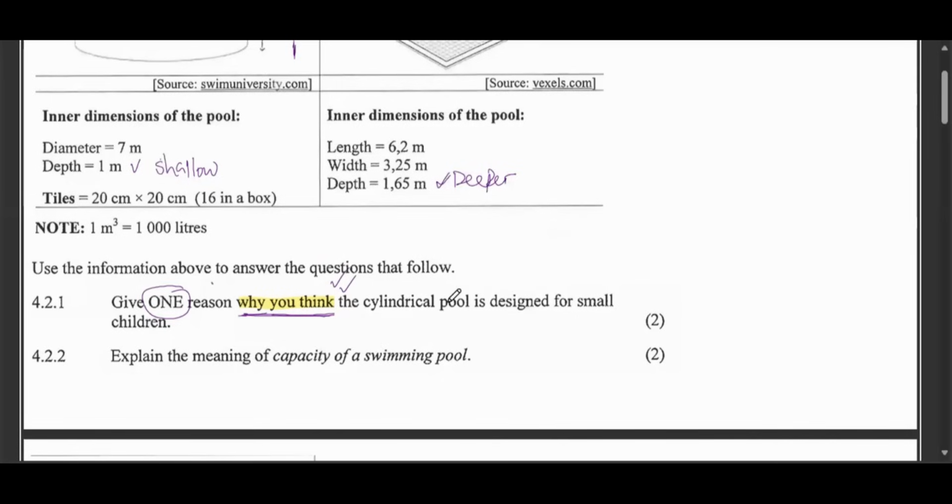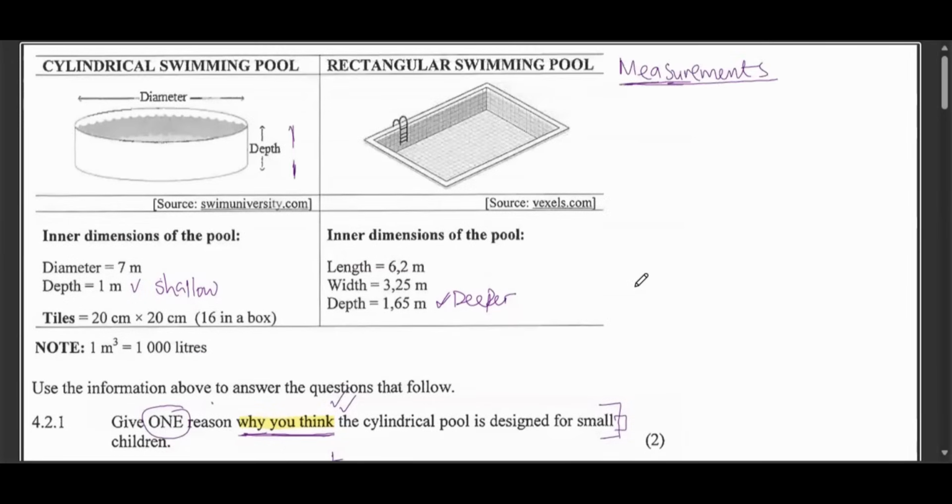You cannot start talking of how many swimming pools you have. No. The reasoning has to be reasoning. So 2 marks, you can get that. Then explain the meaning of capacity. We want the meaning of capacity. Now, lucky enough, here they have talked of the capacity of a swimming pool. So remember capacity.